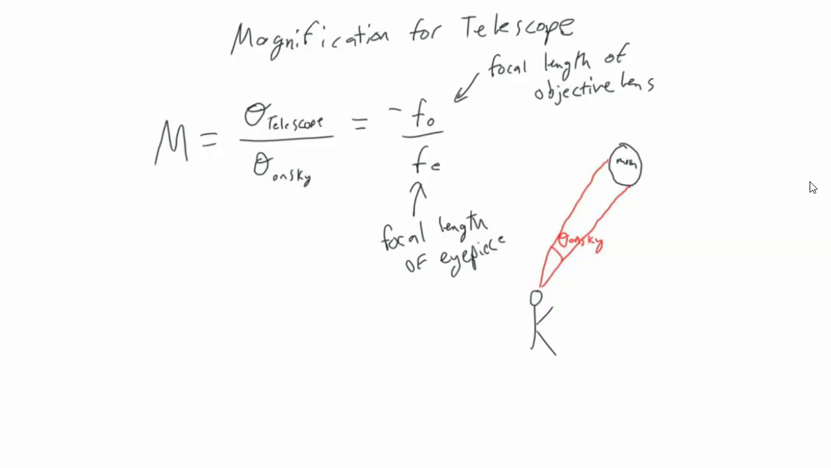That's the trade-off we have: if you want to magnify, the image is going to end up being upside down. So just be wary of that when you look through a telescope. And if you want your magnification to be bigger, then you need your objective lens to have a bigger focal length than your eyepiece lens.